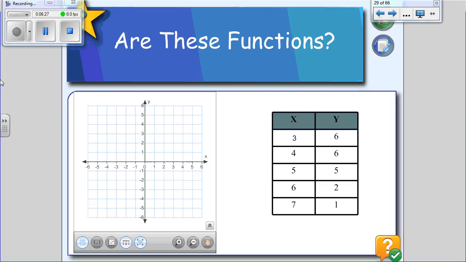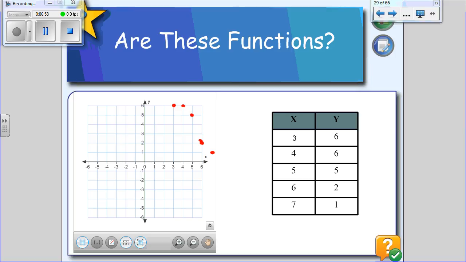we have some data here. They want to ask, is this a function? To tell us something's a function, we're going to graph all those points. So (3, 6) is up here. (4, 6) is up there. (5, 5) is right there. (6, 2) is right there. (7, 1), we're going to have to move over a little bit. So I've just plotted all those points. I'm just looking where they are.